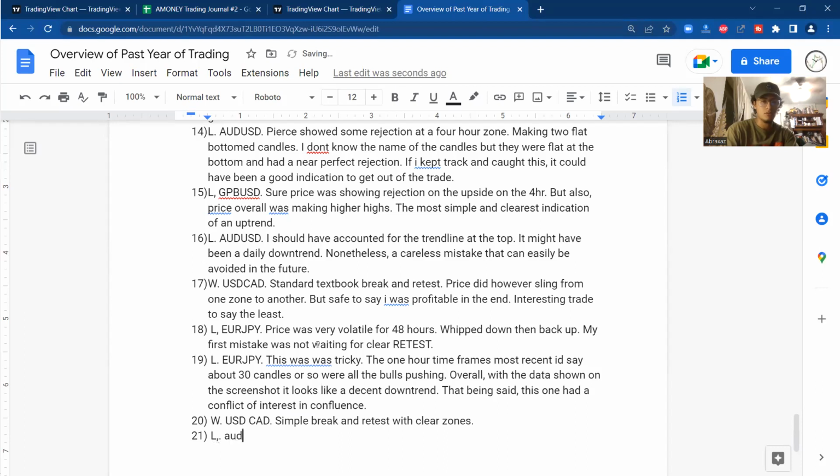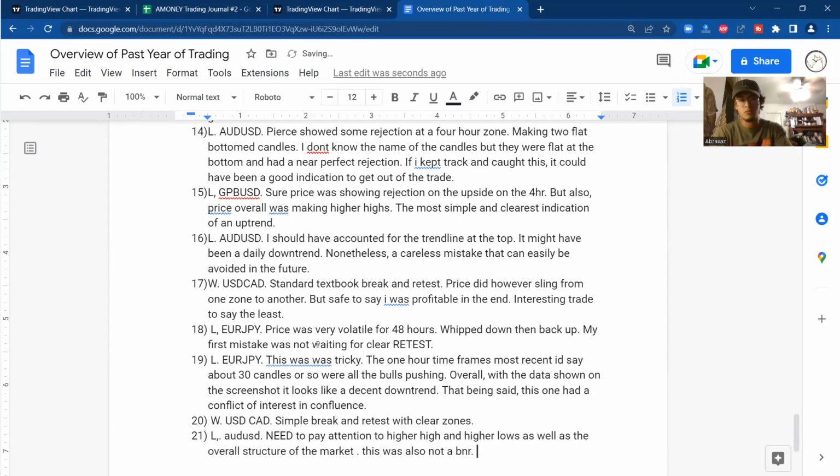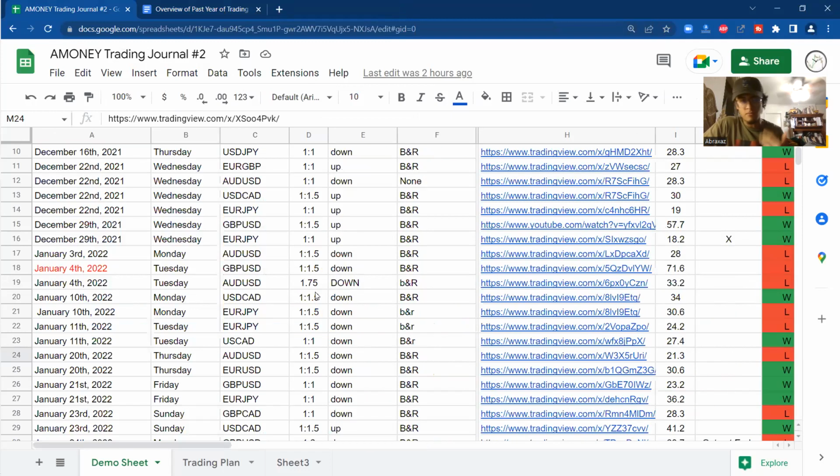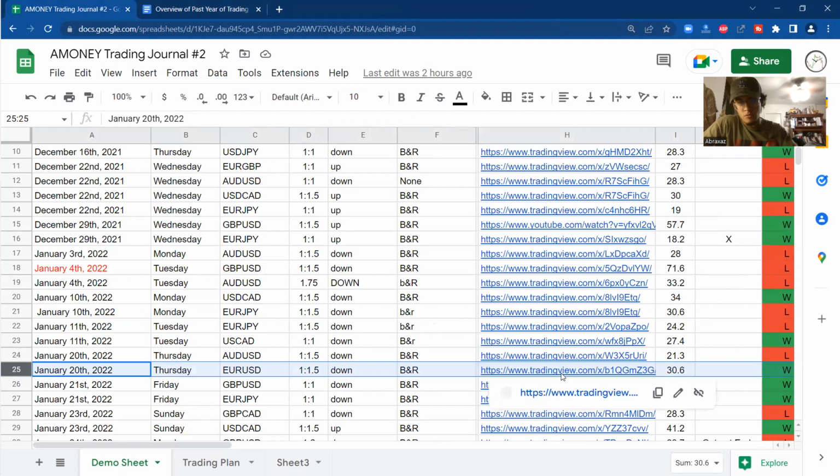L. Need to pay attention to higher highs as well as the overall structure. This was also not a break and retest. Cool. Yeah, like I said, it wouldn't make sense taking it now. I mean, it didn't make sense before, but now that I have more clarity, more experience, more understanding of price structure, I wouldn't have taken it.